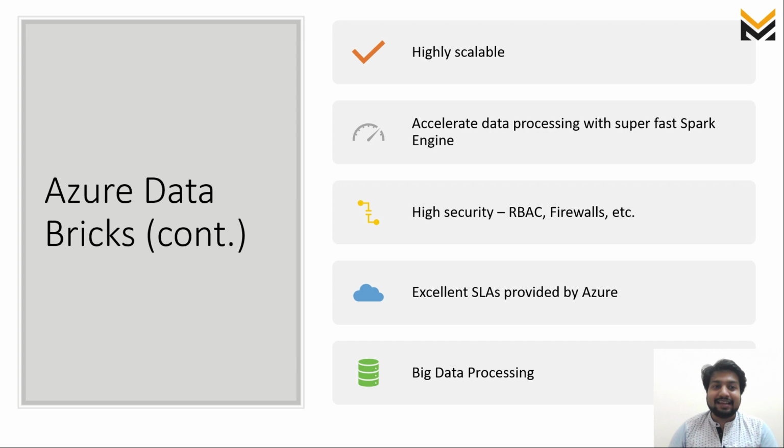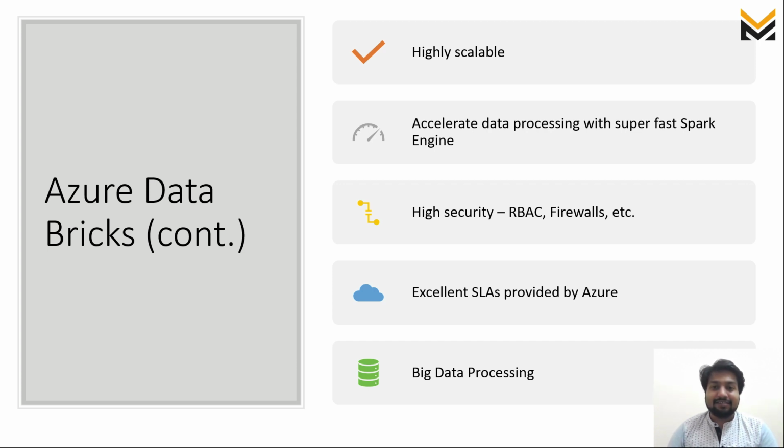And the next thing is that Azure is not as costly as you think, so it is a good option for you. And of course, you can accelerate data processing with the super fast Spark engine, which is embedded in Databricks.